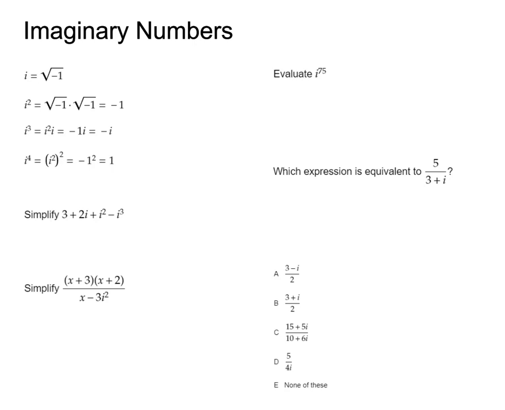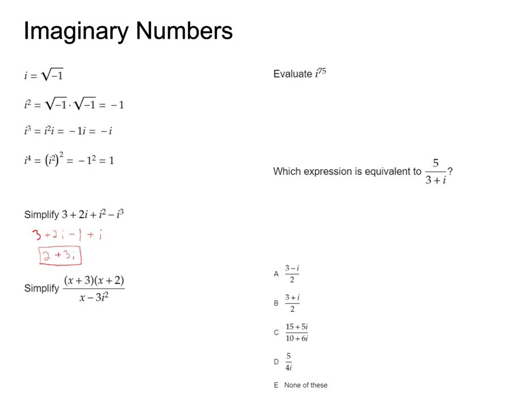Let's do a couple of sample problems using the identity of i. Simplify 3 plus 2i plus i squared minus i cubed. So we have 3 plus 2i. i squared is -1, so -1 minus i cubed, which is -i, so that's going to be plus i. Now we can combine the like terms. 3 minus 1 is 2, and 2i plus i is 3i, so we get 2 plus 3i.